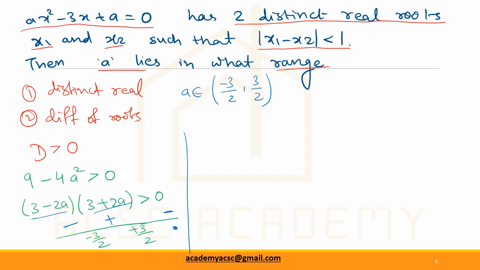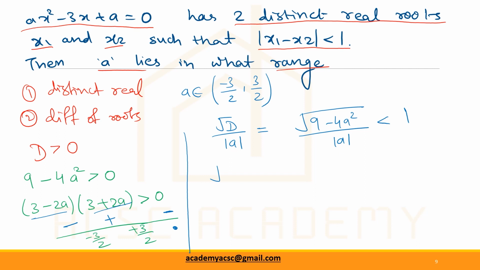So now for the second condition, that is about the difference of the roots. We already know the formula for the difference of the roots that we have seen to be root of D by modulo a. So in this case, that will become root over of 9 minus 4a squared upon modulo a. This difference has to be less than 1. So I will be solving this inequality.